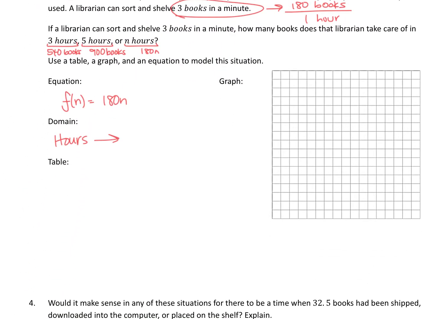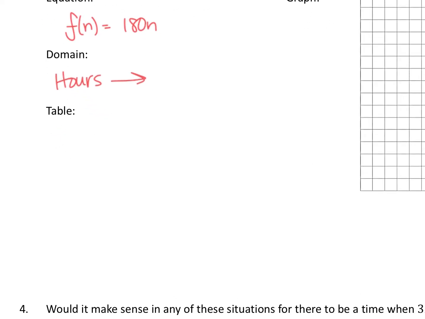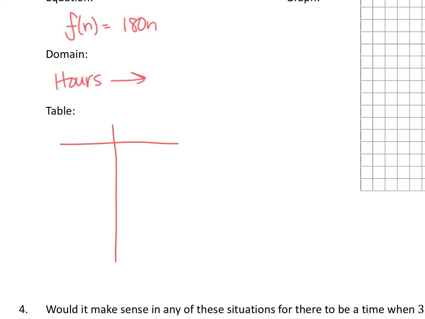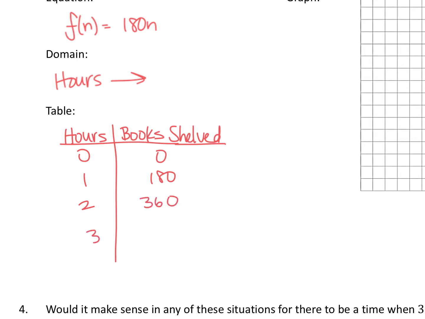All right, so over here for number 3, the domain is hours, so we'll decide that in a second. What is a reasonable domain? So we're going to have hours and books shelved. So 0 hours, 0 books shelved, 1 hour, 180, 2 hours, 360, 3 hours, 540, and so on. Okay, let's go ahead and graph that.